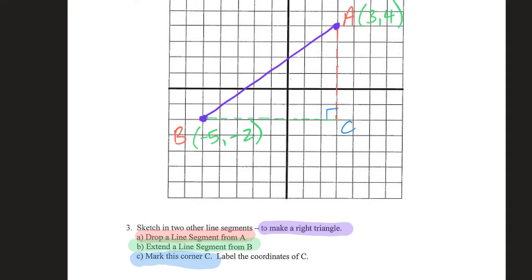Now it tells me to go ahead and label the coordinates of C. So if I label my coordinates, I'm going to come in on 3, -2. Okay. Again, hopefully we've matched up in process, but we should have a different picture on our screen.